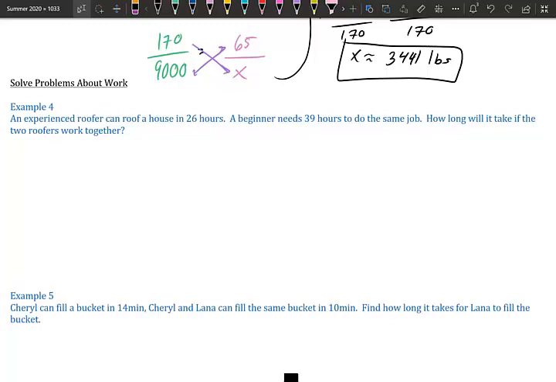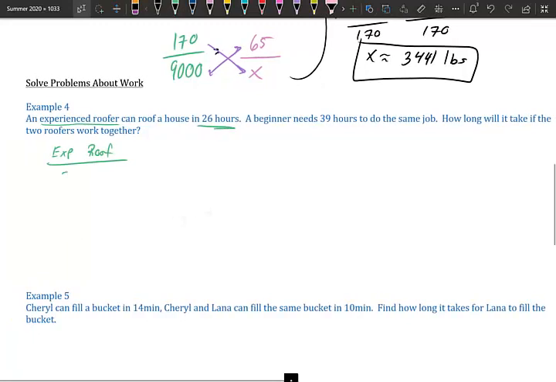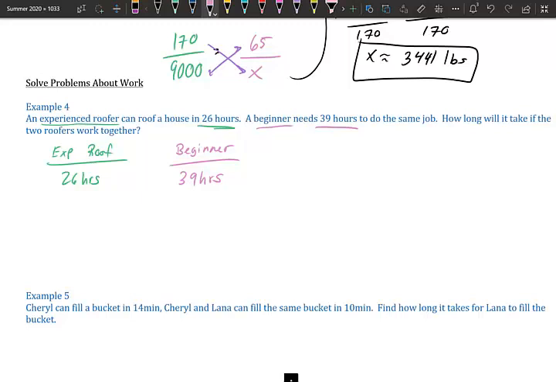All right, so we have two roofers. We have an experienced roofer. So that's our experienced roofer. And it takes him 26 hours to do a roof. Just a couple days of work. Not bad. Then we have a beginner. So the beginner roofer. They take 39 hours to do the work. What we want to know is how long if they work together.